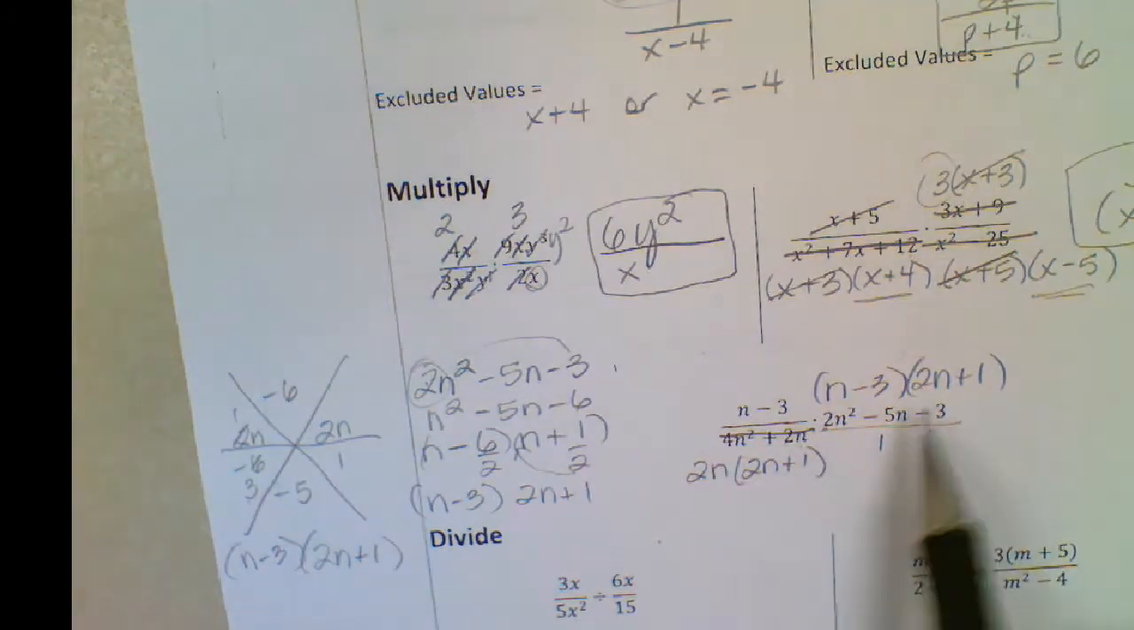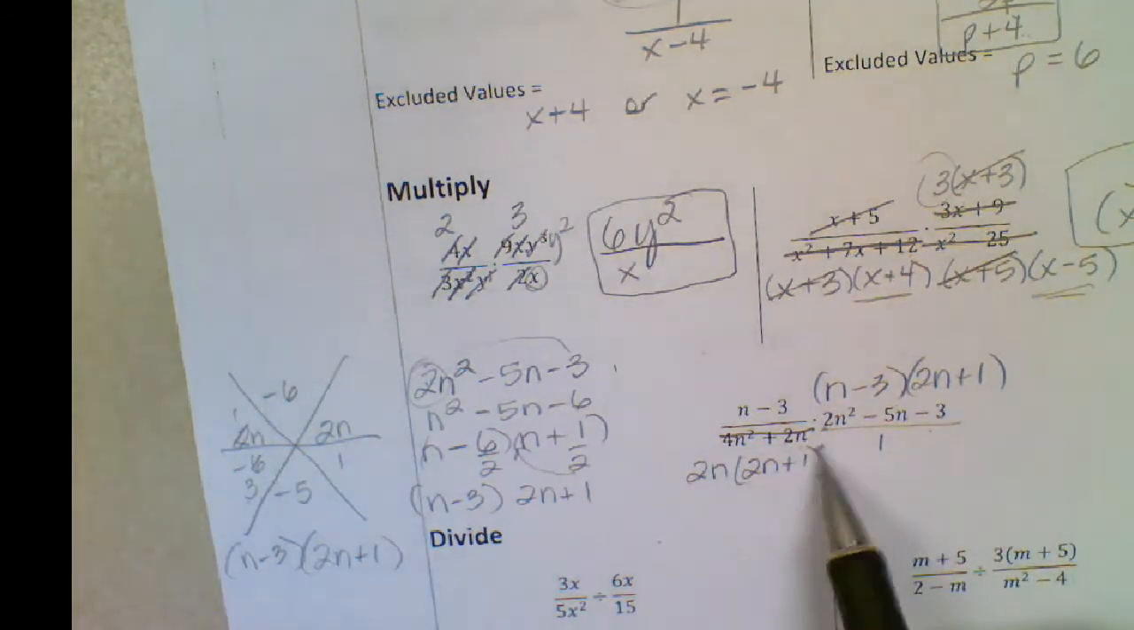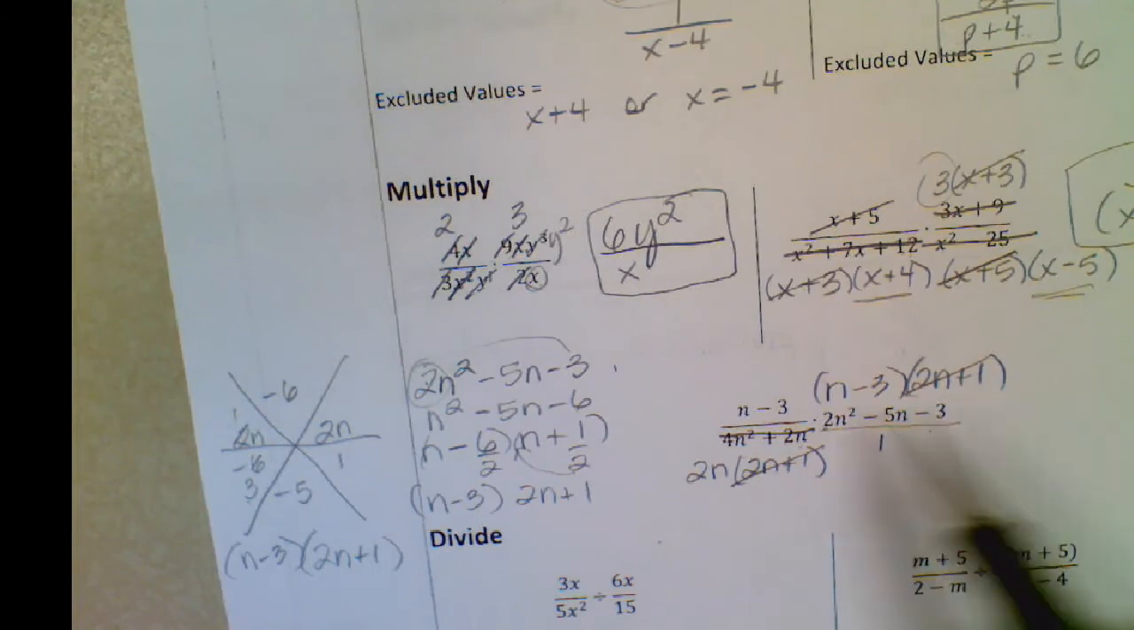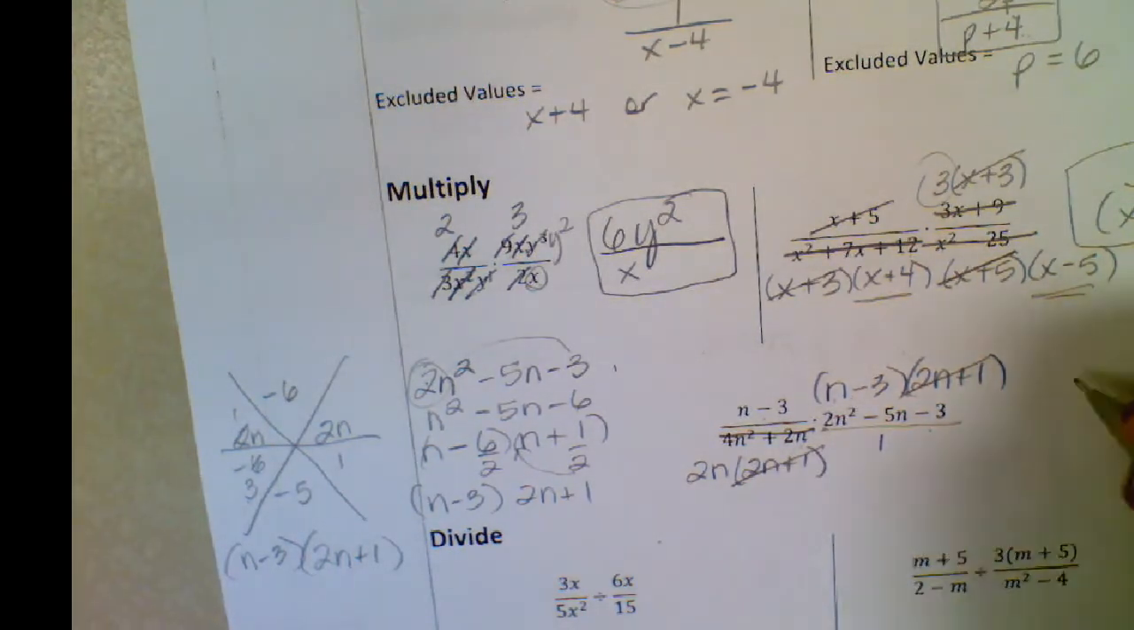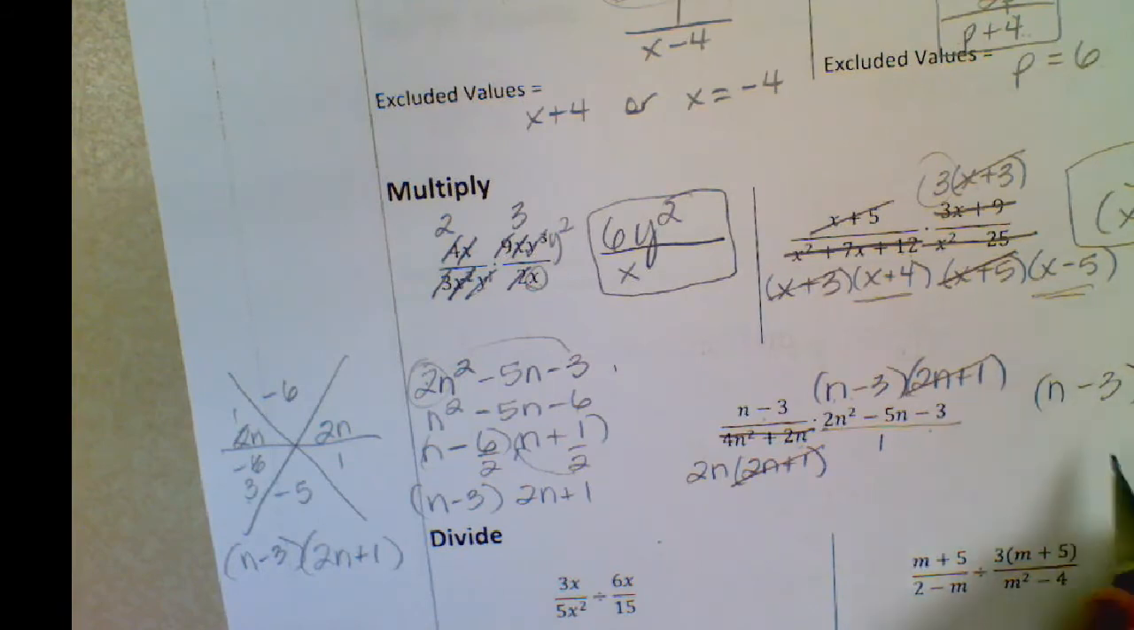Okay. Now I've got that down, now I can start canceling. These do not cancel because they're both in the numerator. So I've got n minus 3 times n minus 3, or just n minus 3 squared would be fine, over 2n.